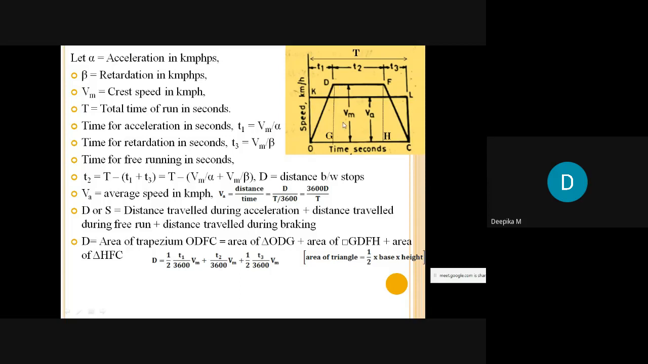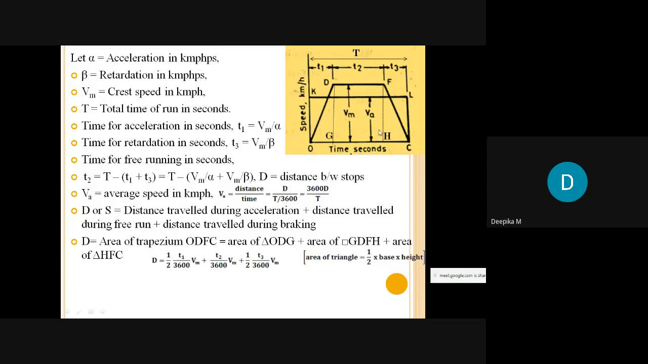What is the height over here? You can see this is the height of the triangle, and that is Vm. Next, what is the area of the rectangle? It is length into breadth. The length is T2, which is in seconds, but I have to convert seconds into hours, so I divide by 3600. This is the length, and the height or width of the rectangle is again Vm.